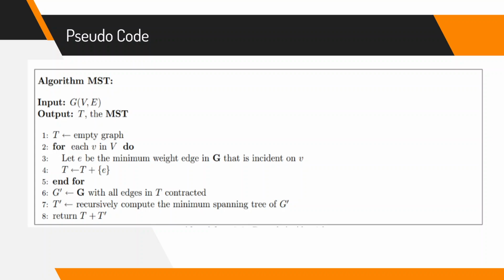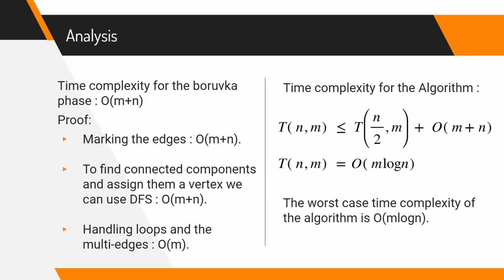Now we will be analyzing the time complexity of Boruvka phase, which we will say is O of m plus n. How are we going to prove it? Marking the edges takes O of m plus n, because we will be looking at all the edges. Second, to find connected components and assign them a vertex, we can use DFS. As simple as that. We do DFS from any vertex which is not visited, move through the component, and then assign them a vertex that is a parent.